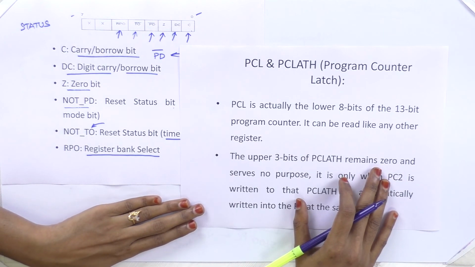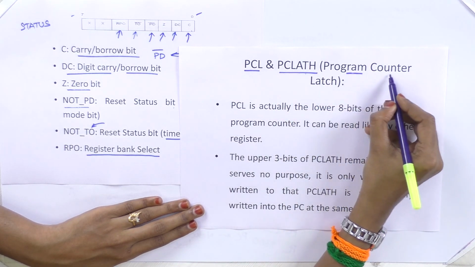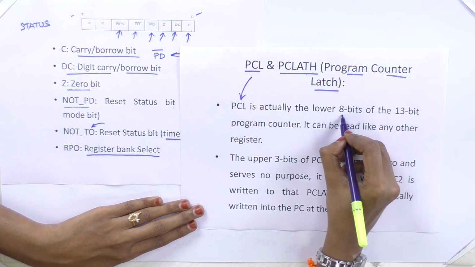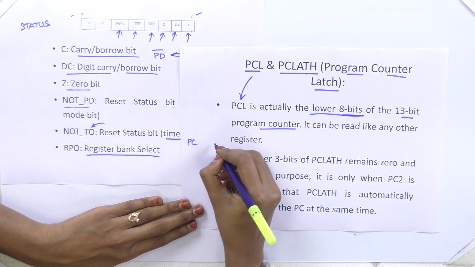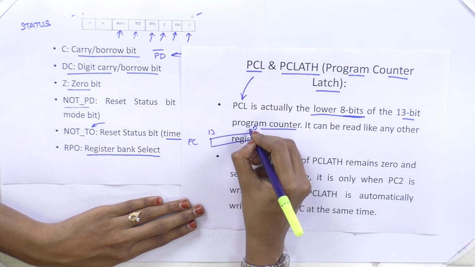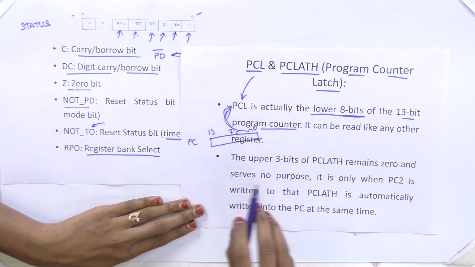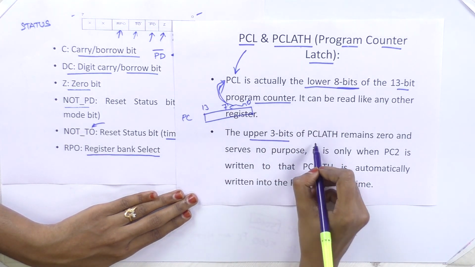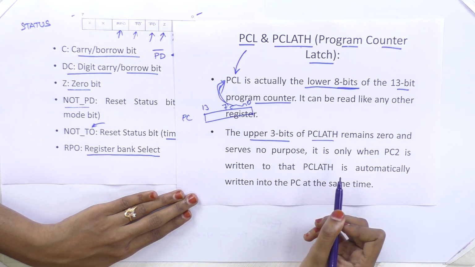Fine. And the next registers are PCL and PCLATH. PCLATH is nothing but program counter latch. The lower 8 bits of the program counter are called PCL. If you have your PC register, with bits from 0 to 12, then bits 0 to 7 are your PCL register. The upper 5 bits of your program counter are PCLATH. Okay, fine.